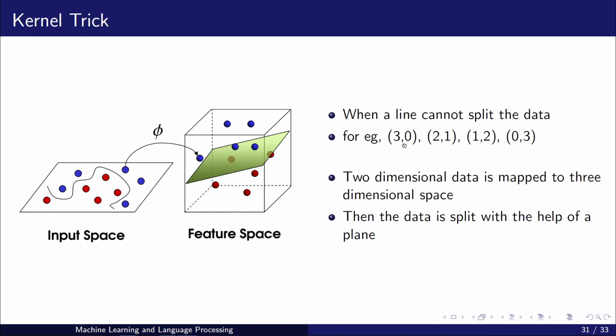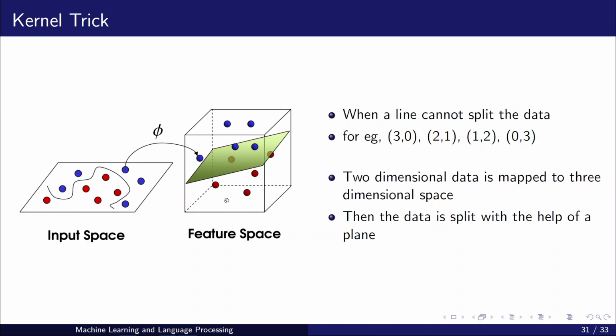For example, if you call these x1, y1, x2, y2, x3, y3 and x4, y4, then you use a third dimension which is x times y. So z1 will be x1 times y1, z2 will be x2 times y2, and so on. So (3, 0) becomes (3, 0, 0), (2, 1) becomes (2, 1, 2), (1, 2) becomes (1, 2, 2), and (0, 3) becomes (0, 3, 0). So the third dimension is 0 for the first and last points, which means they are below, and the middle two points are above.